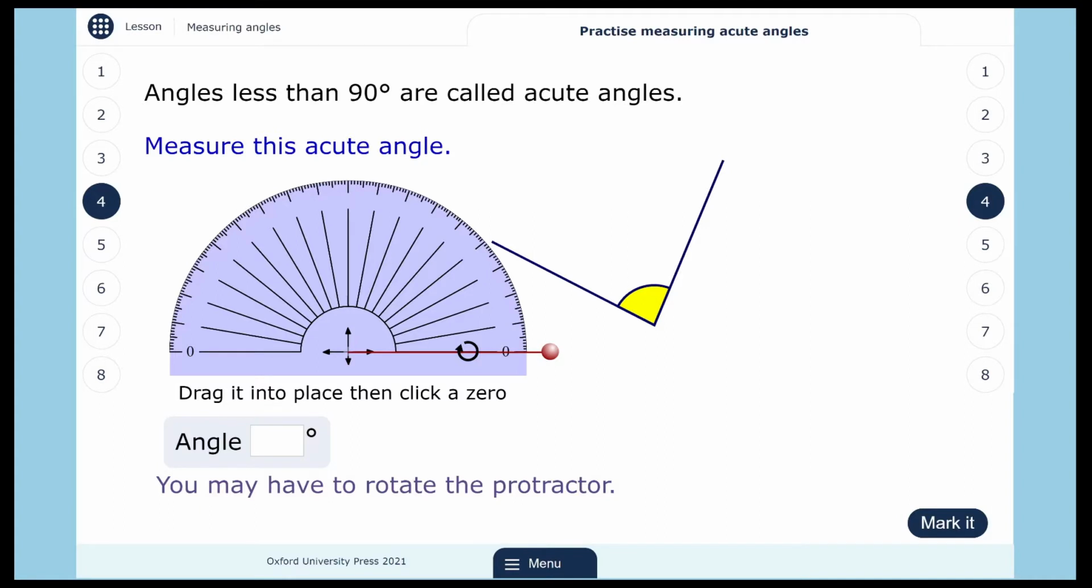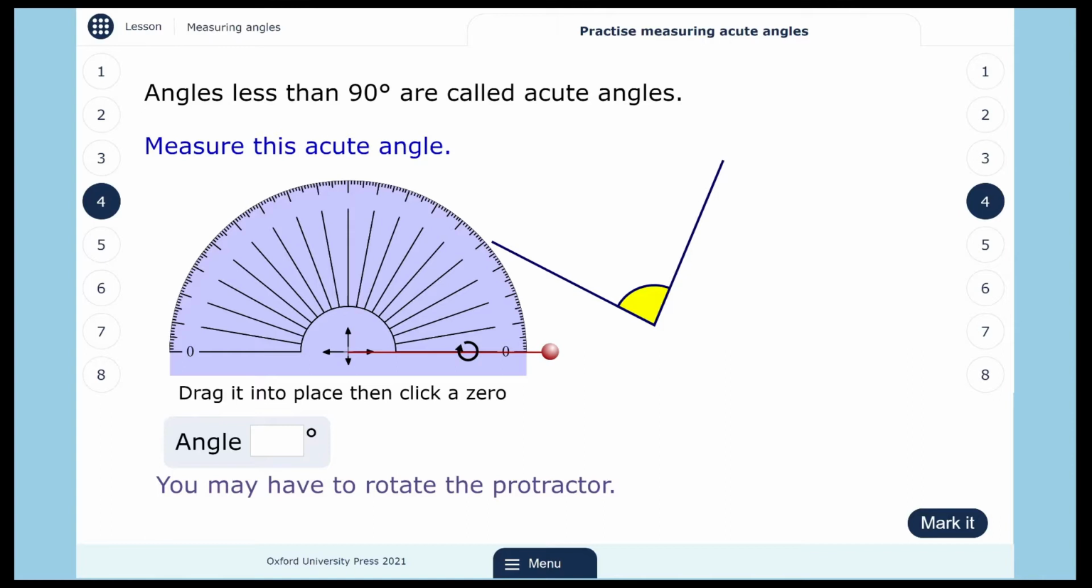The first task I'd like you to complete on MyMaths is the one called measuring angles. This is simply to reinforce the skills that you already have. You can use the protractor on screen to help you measure the angles, and I'm going to demonstrate that for you now.